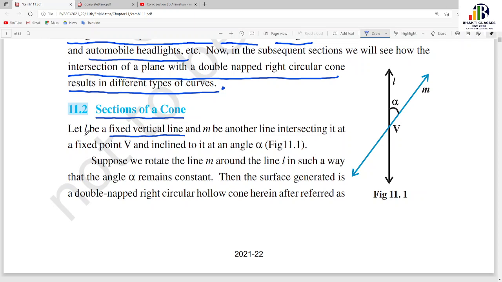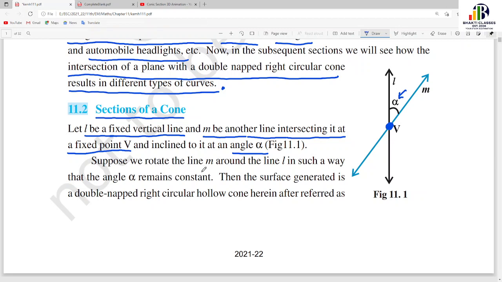L is a fixed vertical line and M is another line intersecting it at a fixed point V. This other line M is intersecting the vertical line L at point V, and it is inclined to this vertical line with angle alpha as shown in this figure.